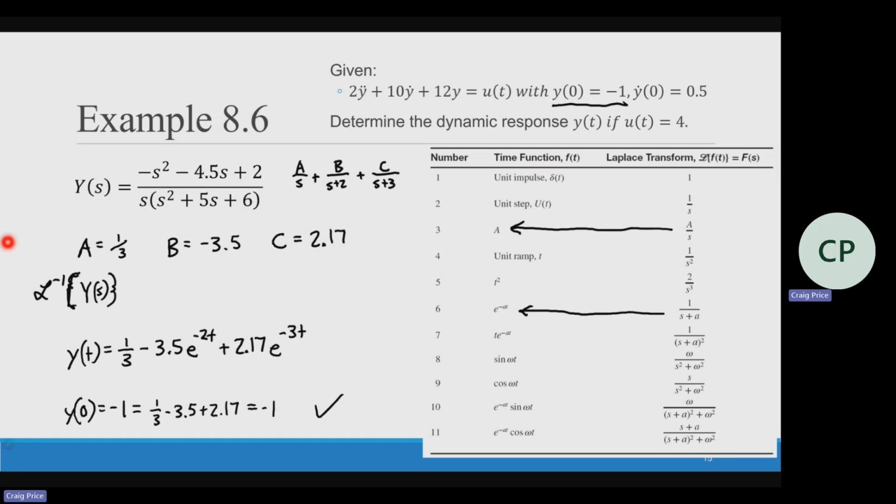Okay, I did my algebra. Maybe I could have made some mistakes along the way. Let me just check if that at least matches the initial condition. We can check it. And so it does match up. Basically, whatever system it is, it's going to start at -1, and then it's going to climb up until it reaches 1/3. These are both going to die out over time. That would be the look of our equation.